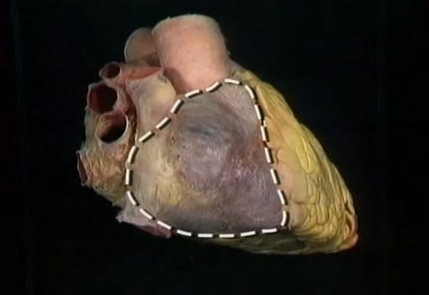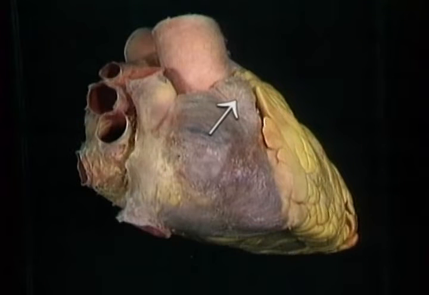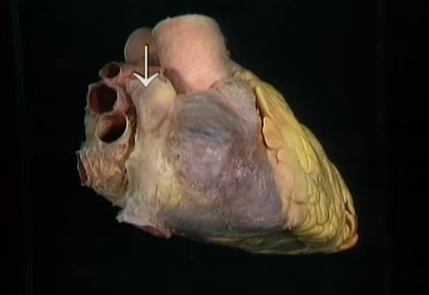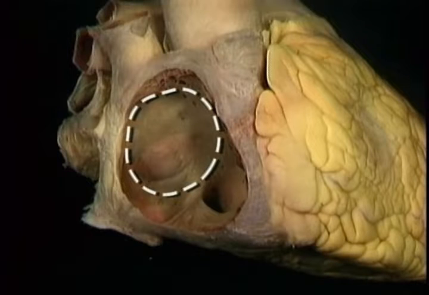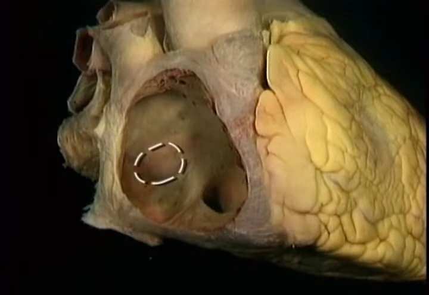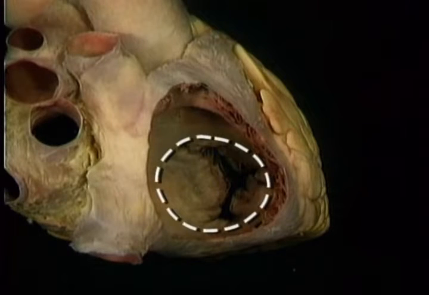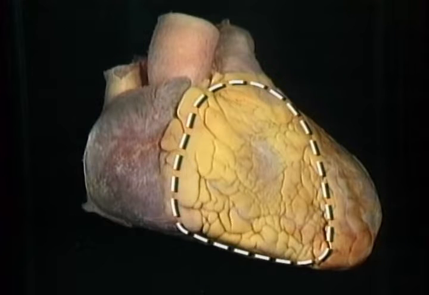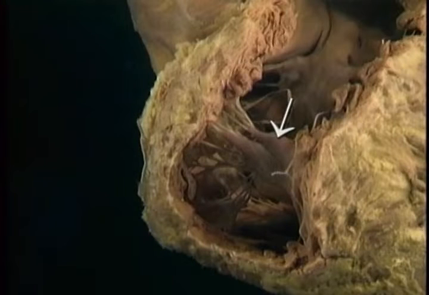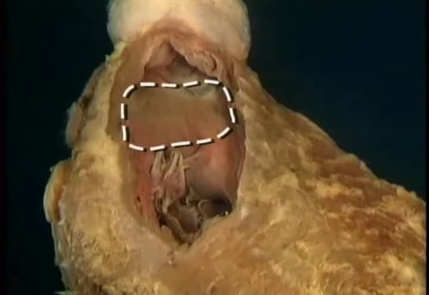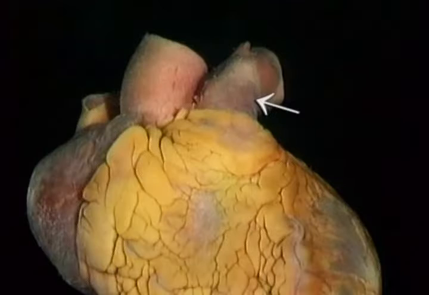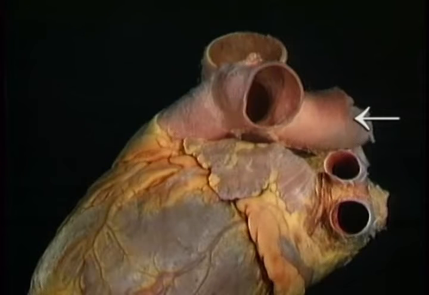Here's the right atrium, the atrial appendage, the superior vena cava, and the inferior vena cava. Here's the interatrial septum, the fossa ovale, the opening for the coronary sinus, and the tricuspid valve. Here's the right ventricle. Here are the papillary muscles, and the chordae tendineae, and the infundibulum. Here's the pulmonary valve, and the pulmonary trunk, branching into the left pulmonary artery and the right pulmonary artery.